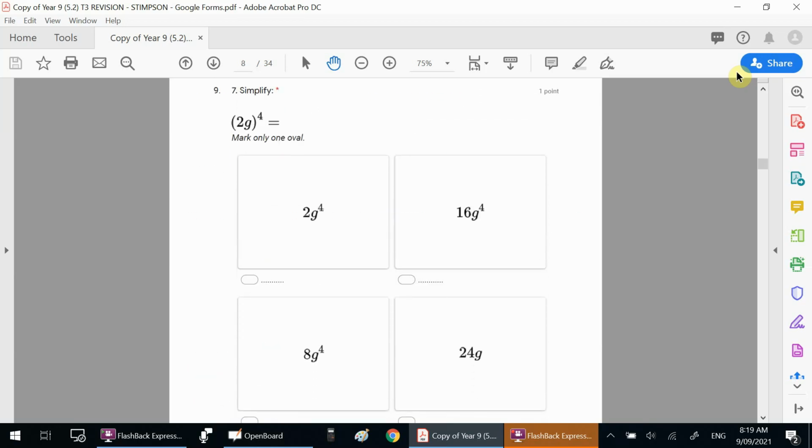Okay, with this one, when you've got a power outside the brackets, the power applies to everything inside. So firstly, the g to the power of 1, you multiply the powers when you've got a bracket there, so that's 1 times 4 is 4. And then also you've got to do the 2 to the power of 4. 2 times 2 is 4, times 2 is 8, times 2 is 16. So it's 16g to the 4, which is that answer there.